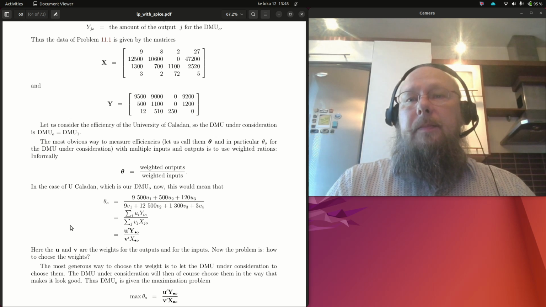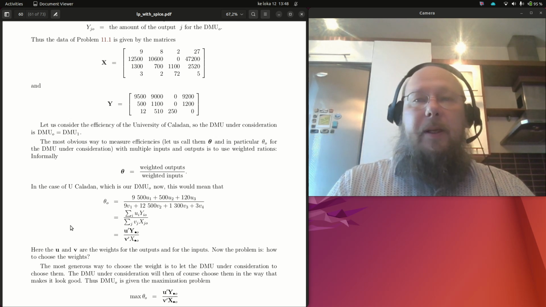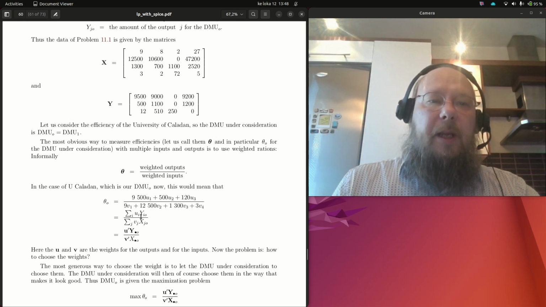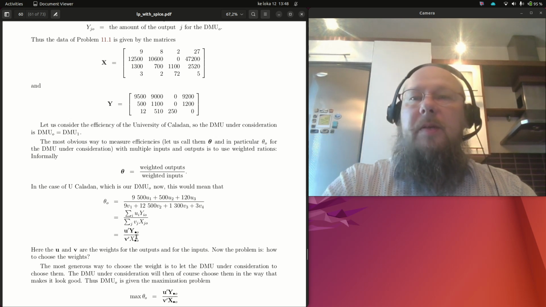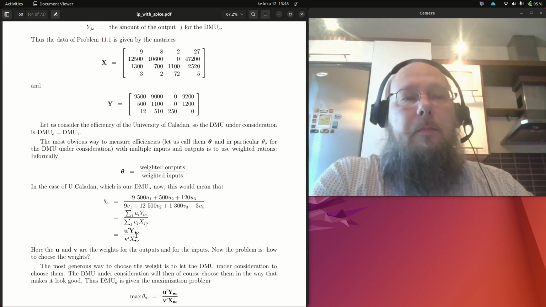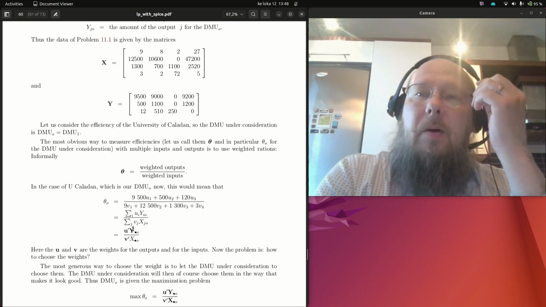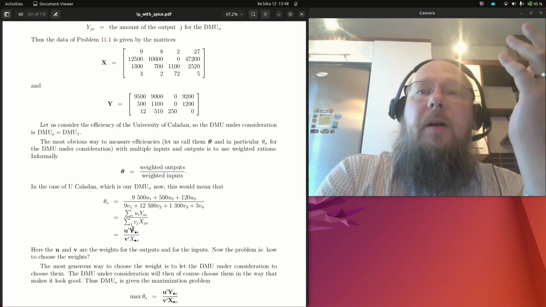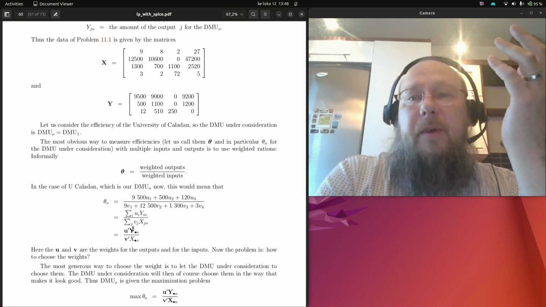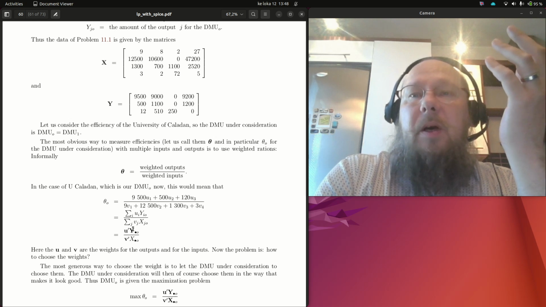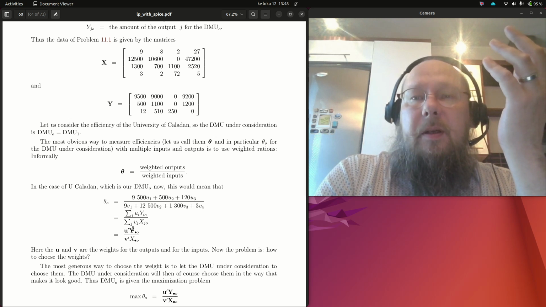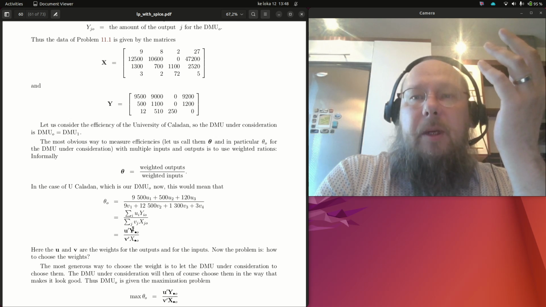Okay, that's easily enough written. Of course, these formulas are a little bit complicated, but you should be used to them already. But the problem is, once the weights are given, we just calculate the efficiency. But how are the weights given? Who gives the weights?